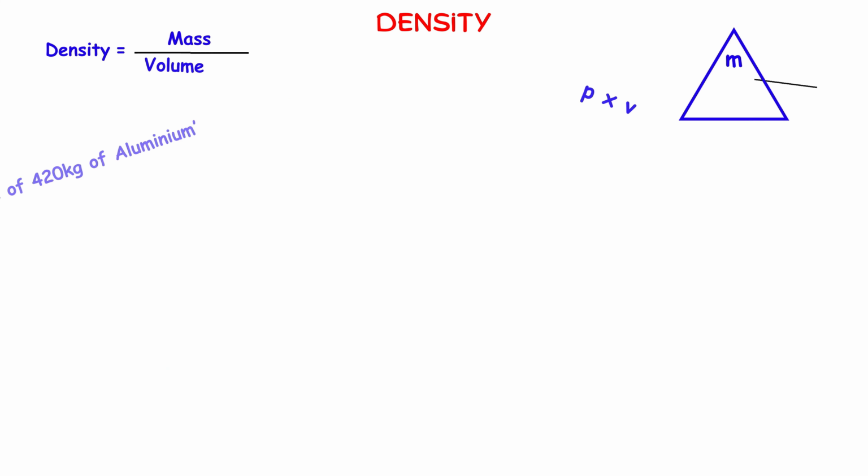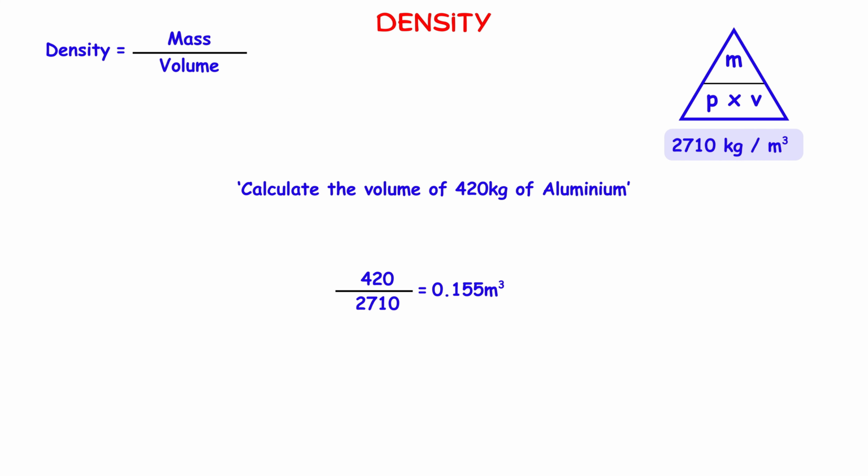Let's apply this with an example problem. Suppose we are asked to calculate the volume of aluminium that has a mass of 420 kilograms, and we are told that the density is 2,710 kilograms per cubic meter. Using the formula triangle, we rearrange the equation to solve for volume, which means dividing mass by density. So, we take 420 divided by 2,710, which gives us a volume of approximately 0.155 cubic meters.